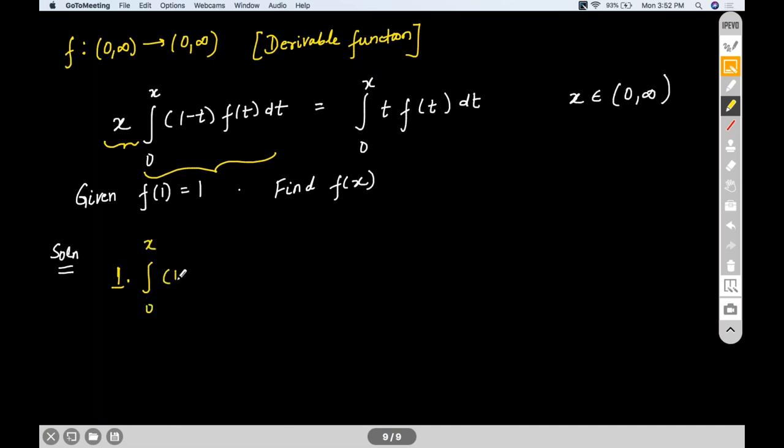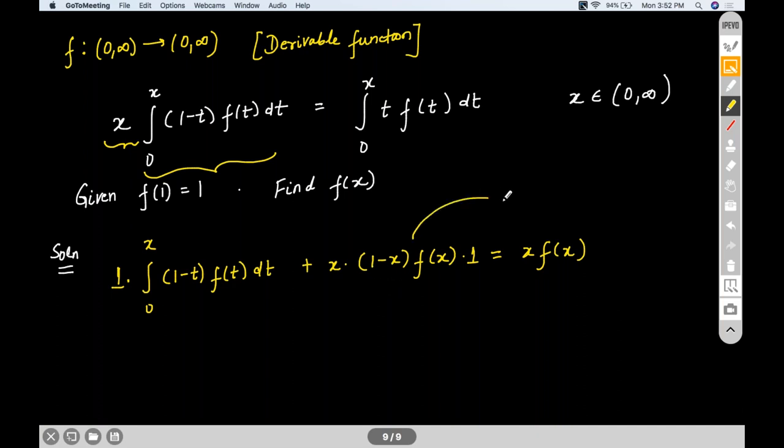So the integral from 0 to x of (1 minus t) f(t) dt. Next, I'll keep this x as such, and then I'll differentiate the integral by use of the Leibniz rule. So that's going to be (1 minus x) f(x) into the derivative of x, that's going to be 1. And don't even bother writing the next term because that's going to be 0 anyhow. Right hand side will be x into f(x). Okay, so far so good. Nobody has any problem in this.